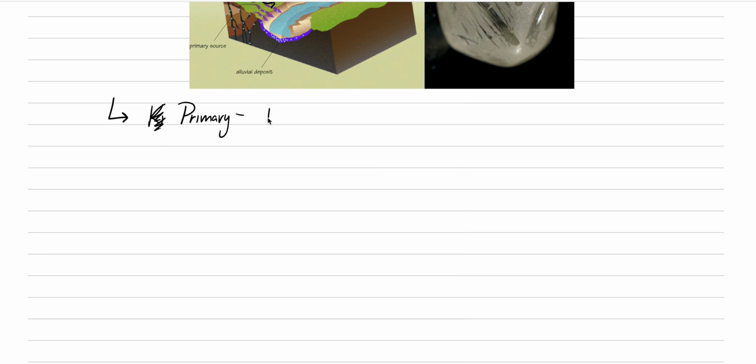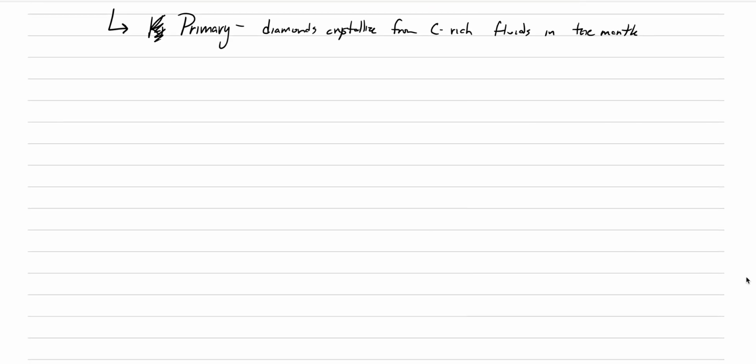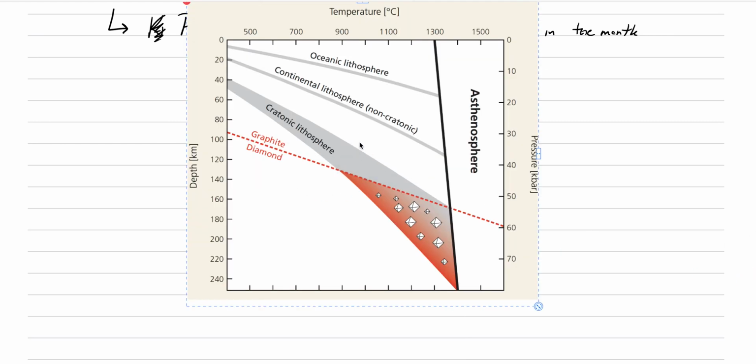So we're going to say diamonds crystallize from carbon-rich fluids in the mantle. And it's actually fairly deep in the mantle, like 100 kilometers down to 600 kilometers deep. That is way down there. And so that's going to introduce a problem to us about how do we get diamonds from the mantle up to the surface. Well, kimberlite's going to be the answer to that, and that's where we're heading right now.